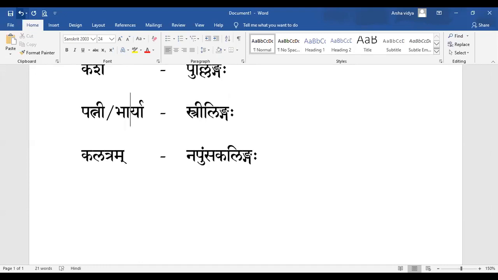Patni, the word, is Strilinga. Kalatram is Napumsakalinga. And if you want a masculine gender word for wife, that also is there. Daraha is a masculine gender word for wife. It's a plural word. Daraha means wives. It's a Pullinga word. So, from this we understand that the Shabdas of Saṃskṛtam have gender, and the gender of a Shabda is independent of the meaning and the nature of what it denotes.